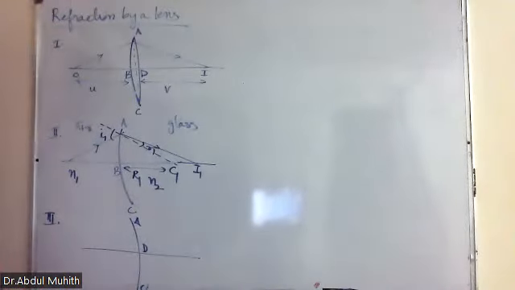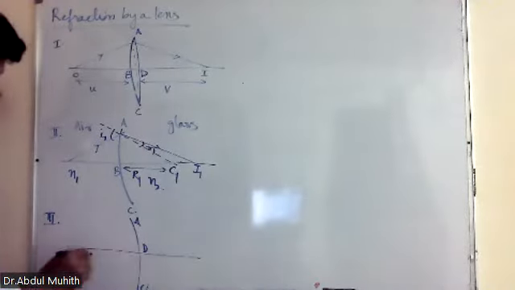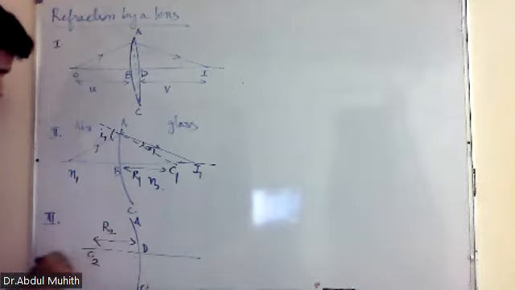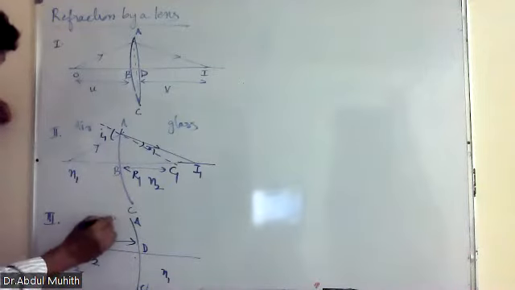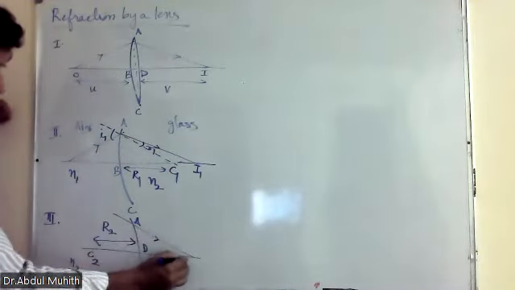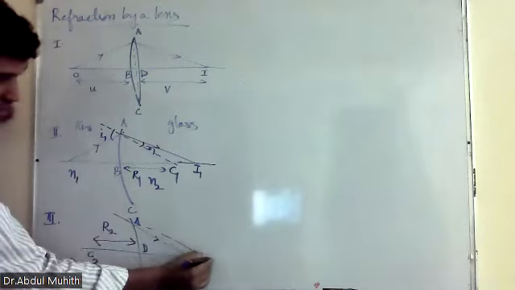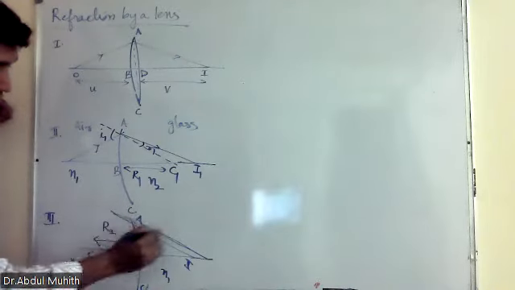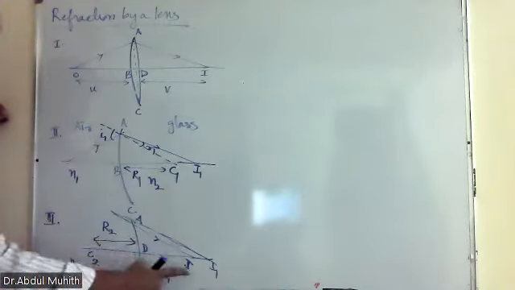Now here ADC. This is the radius of curvature. This is C2, and this is R2. This is N2. This is N1. Now the image here is I1, and I is the final image. The image of the first surface is acting like an object for the second one. Understood?